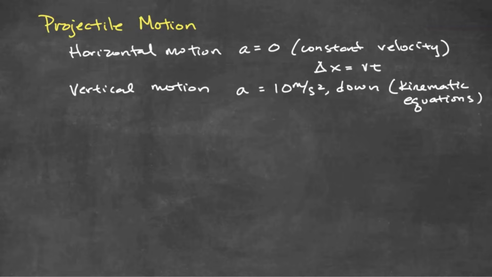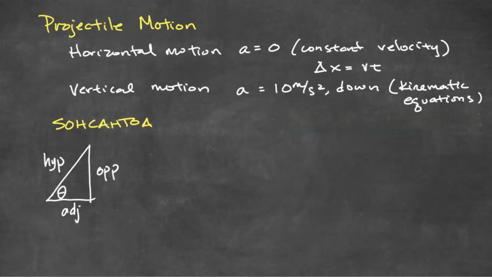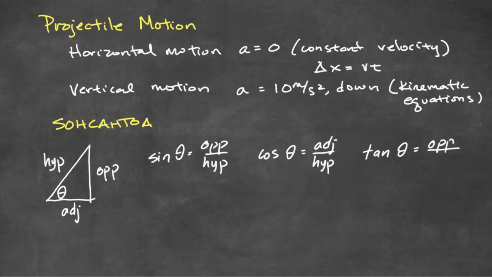Now, before we actually look at a sample problem, I just want to quickly review SOHCAHTOA. You'll need to know these trig ratios to solve projectile motion problems where we have an object launched at an angle. So SOHCAHTOA is a mnemonic to help us remember these trig ratios. Sine theta is equal to opposite over hypotenuse. Cosine theta is equal to adjacent over hypotenuse. Tan theta is equal to opposite over adjacent. Also, the Pythagorean theorem will be useful to solve these projectile motion problems. And so just a quick review that a squared plus b squared is equal to c squared for right triangles.